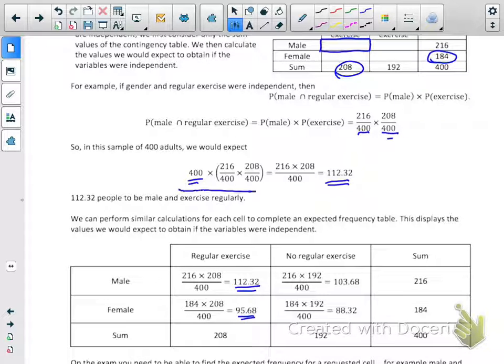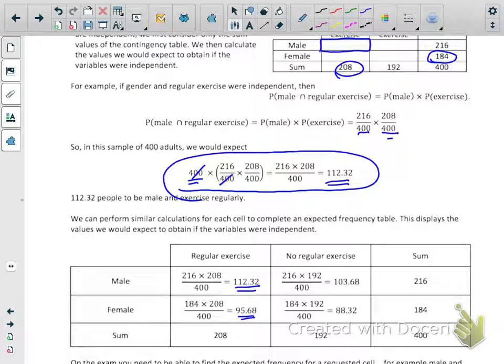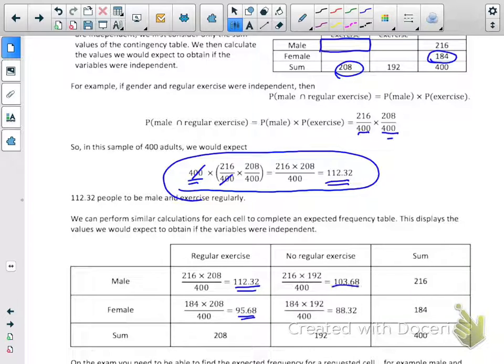So this right here is kind of the long route, but notice that when you do the math, this 400 cancels out this 400 but leaves one of the 400s. So you can always just simplify it as you're multiplying your two events, so male and exercise, and dividing it by your total. And that's a lot easier to remember. But all of these values down here, these are all the numbers that the calculator would compute.